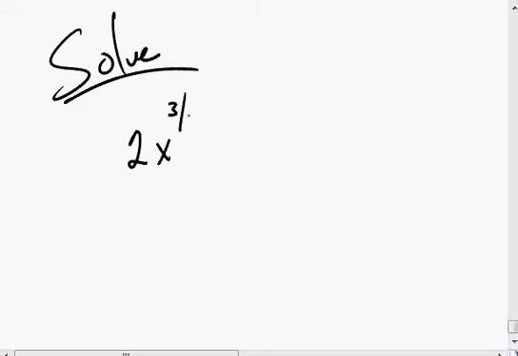2x to the 3/5 plus 4 equals 196. Okay, solve this equation for x. If you're totally stuck right now, remember the first thing is we want to try to isolate this first. Once we've isolated that, then we can get rid of the exponent.